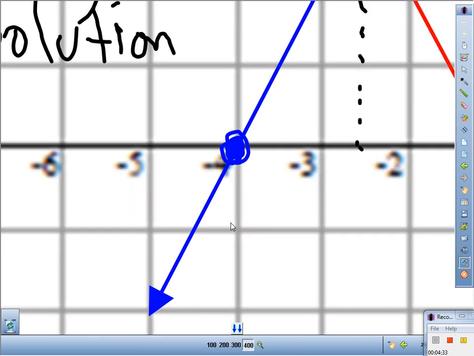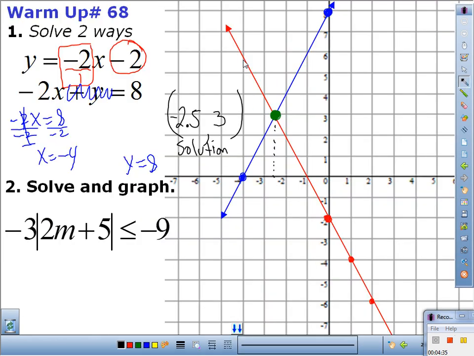Okay. But that is only one method. What method is that? By graphing. What is the second method that we learned? Very good.